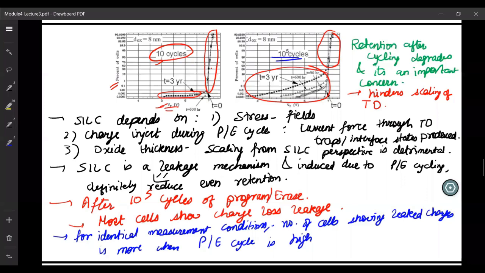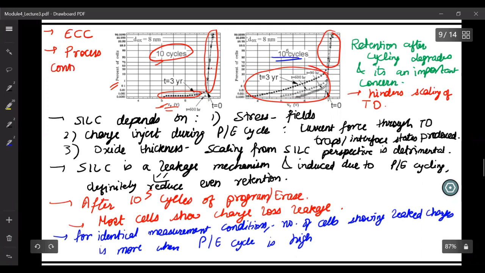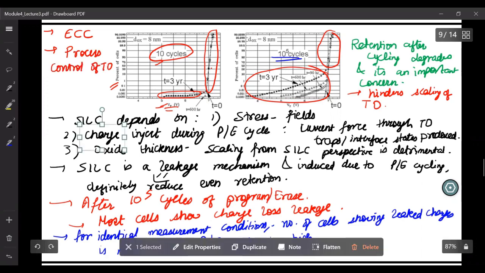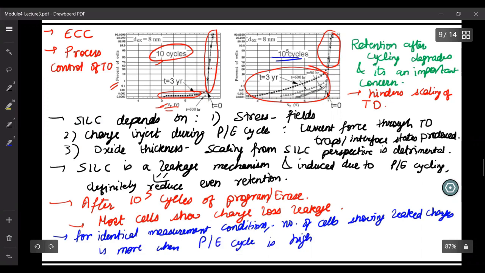Now, how can we correct this? So ECC, if there were no ECC, there would be no operation of this flash memory. So ECC is one kind of correction measure which can help fix it. And also, if you have very good process control of tunnel oxide, you can reduce it somewhat.